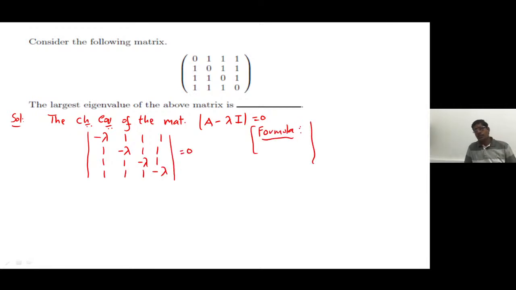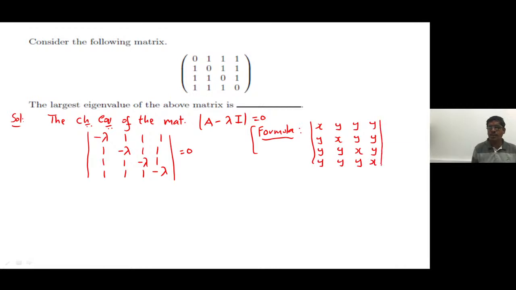This determinant looks like one where all diagonal elements are the same, say x value, and all non-diagonal elements are also the same, taken as y value. That is x, y, y, y; y, x, y, y; y, y, x, y; y, y, y, x. That means all diagonal elements are equal; let us denote that equal number by x. All non-diagonal elements are also equal, but it is a different number, not equal to the diagonal element number. That is denoted by y value.